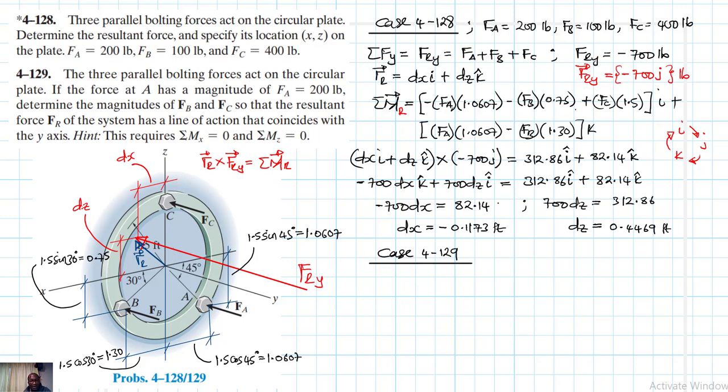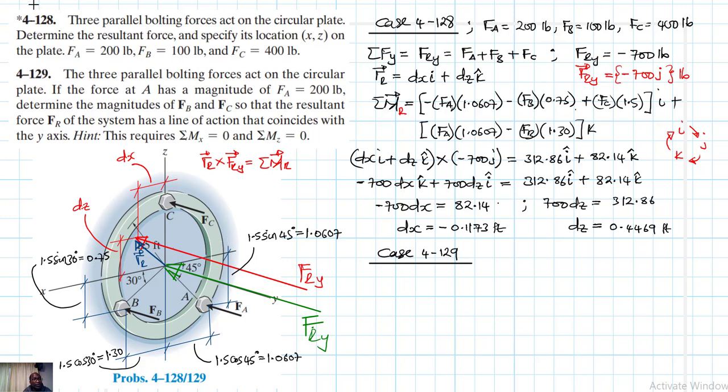4-129. And here they're asking us to find FB and FC, given FA. And they've told us that the load is supposed to coincide with the y-axis, in this direction. So if the resultant force is supposed to be in this direction, then it means the lever arms are going to be equal to what?